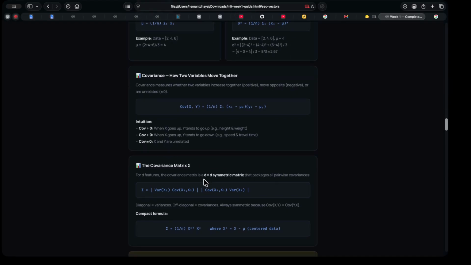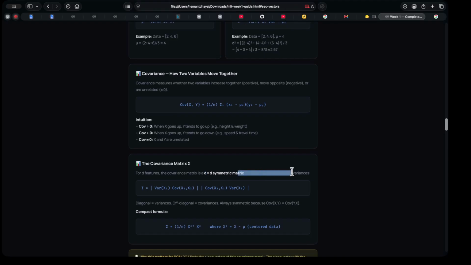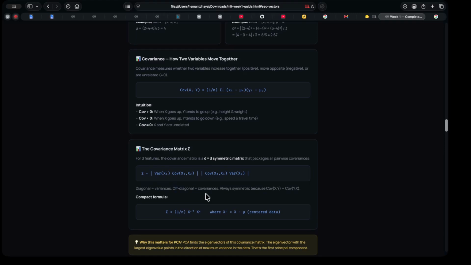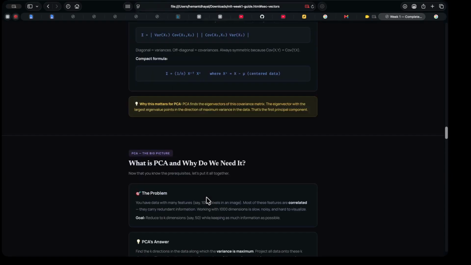And what is a covariance matrix? You have to remember this. It's d by d, it's always a square matrix. What does d by d mean? D is the number of features, we will call it that for the whole MLT program. The covariance matrix is d by d and symmetric, it's always symmetric. The diagonal is equal to the variance and the off-diagonal is equal to the covariance. We will discuss it later, don't worry.